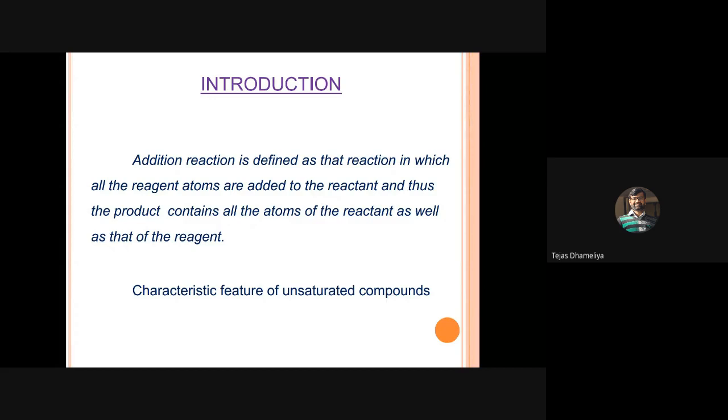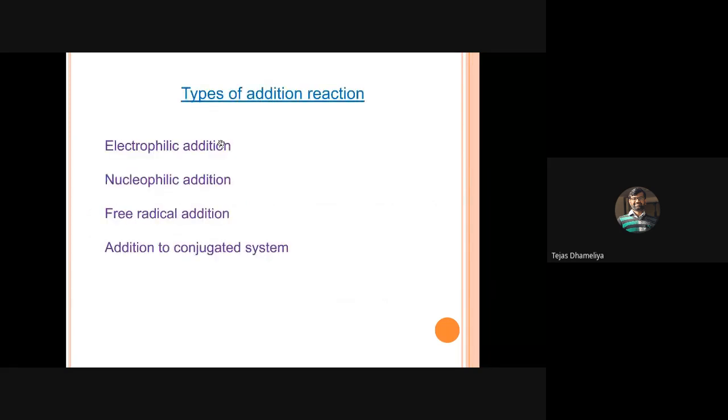Somehow this reaction is totally different from whatever we observed in the case of, let us say, substitution, elimination, or rearrangement. So that way, this reaction is totally different from all the others. Basically, this reaction is a kind of combination, summation, or addition. Okay. So what are the types of addition reaction? We have visited them. These are electrophilic addition, nucleophilic, free radical, and addition to a conjugated system.